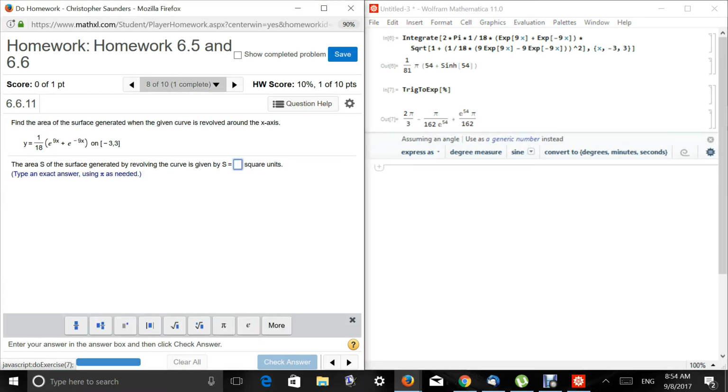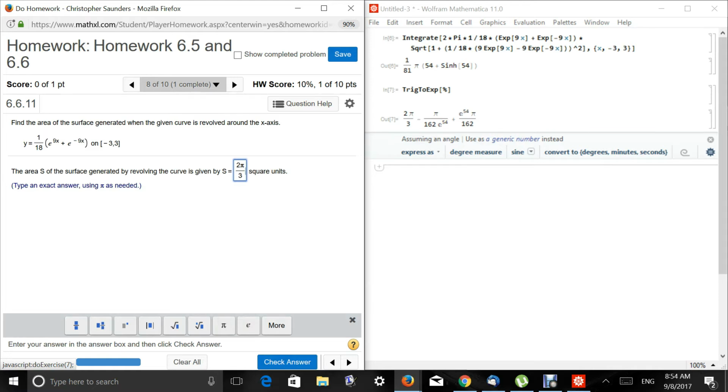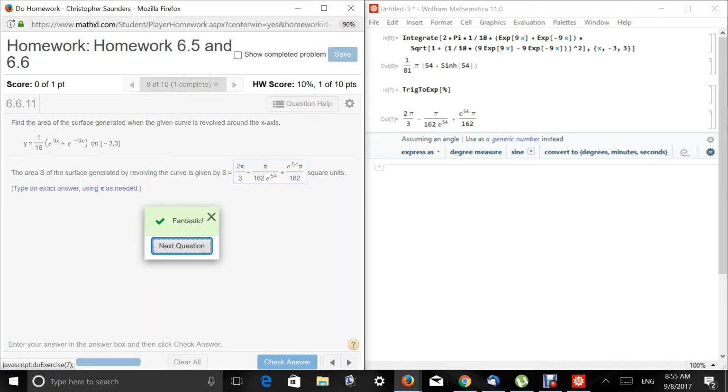So if we put that over into our answer, 2 pi over 3 minus pi over 162 e to the 54 plus pi e to the 54 over 162. And it likes our answer, and we're good to go.